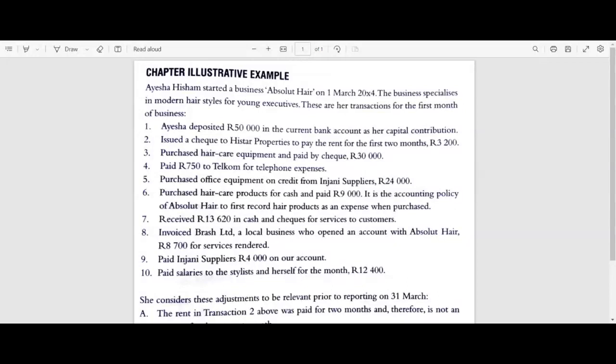Yes, who wants to try? Money being deposited into the bank account. Which account are we going to debit? Somebody's got to try. Bank account, there we go. Right. So we're going to debit the bank account.